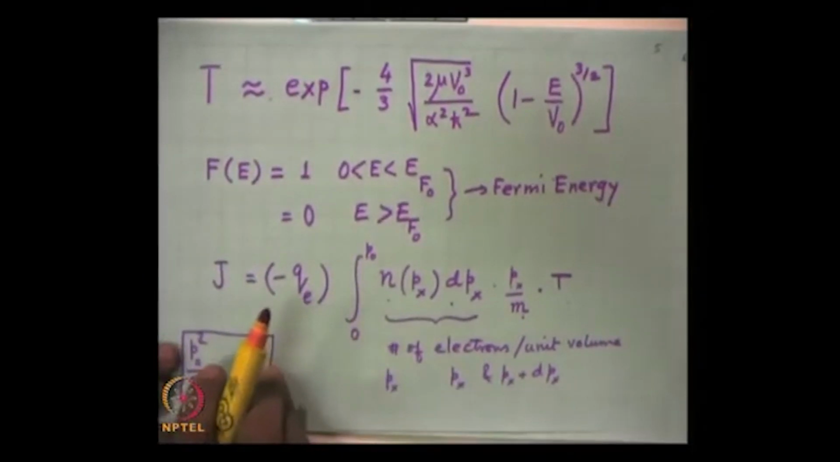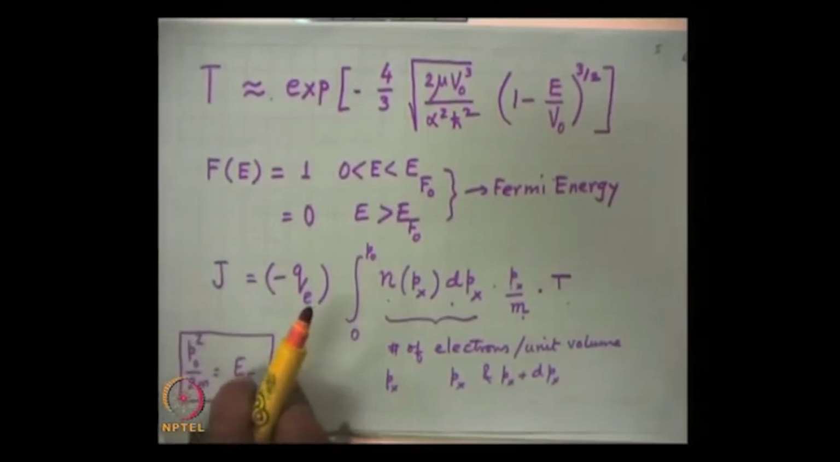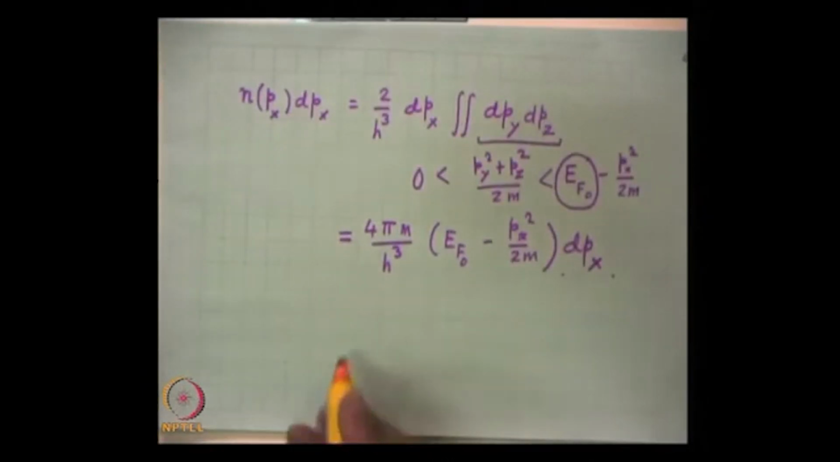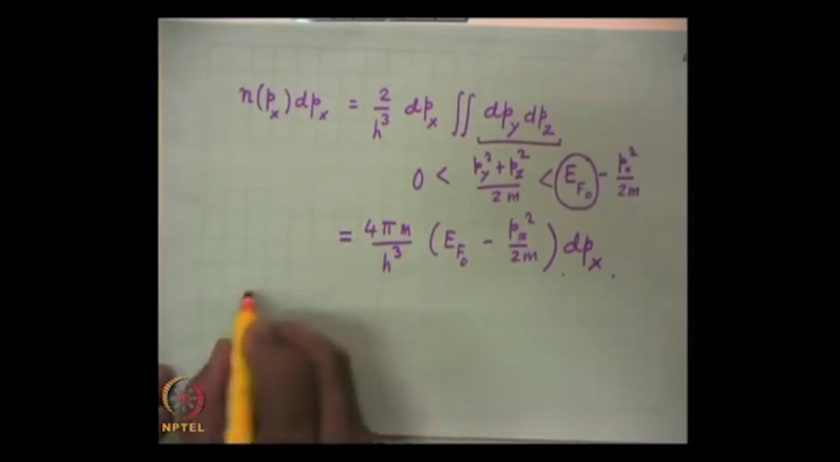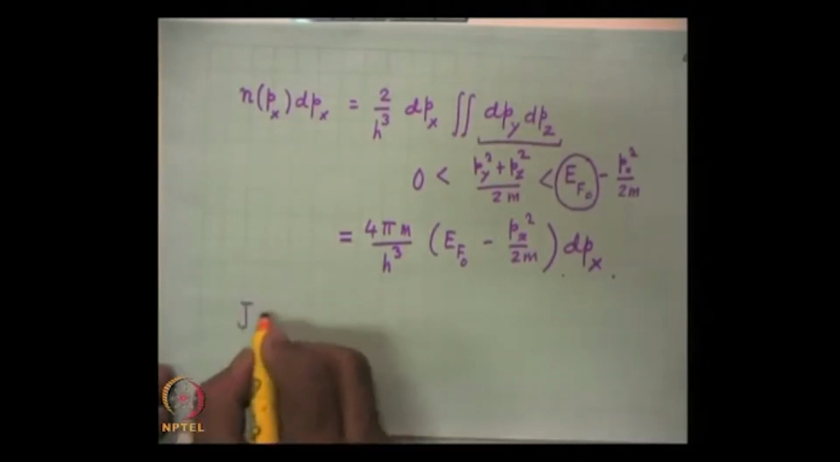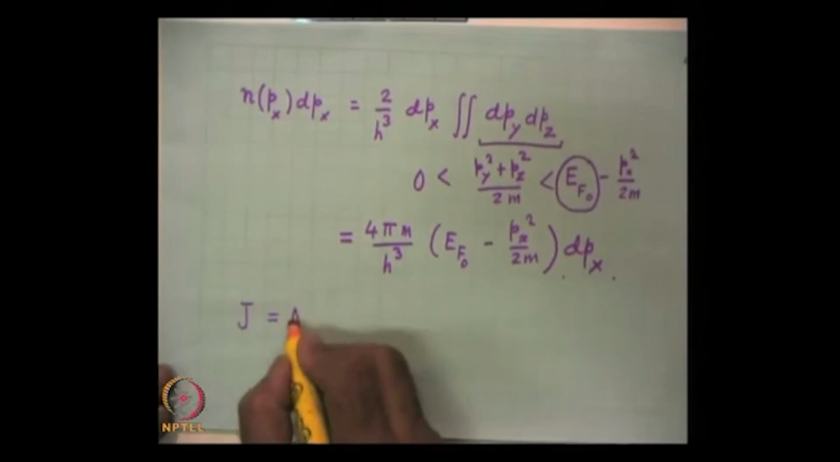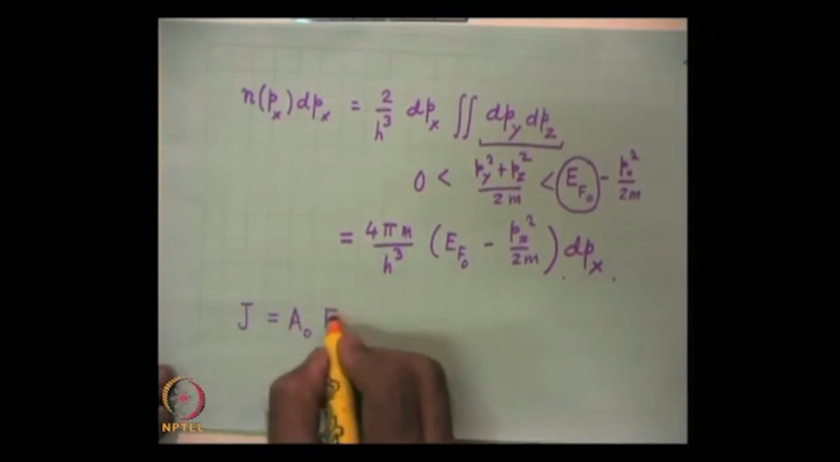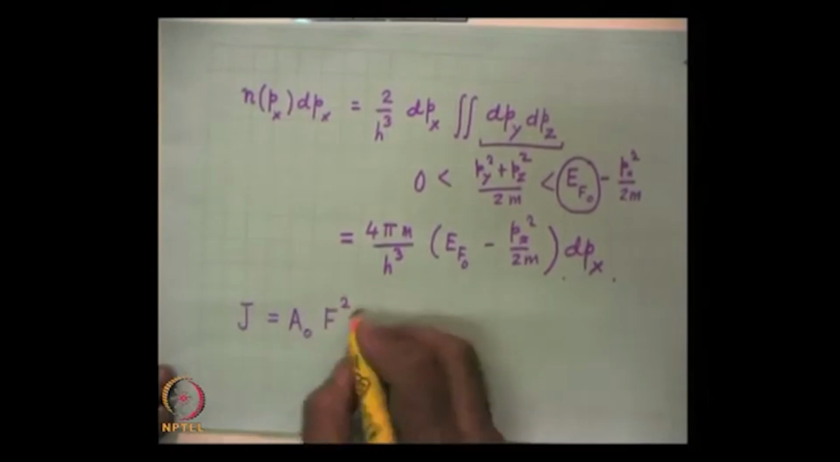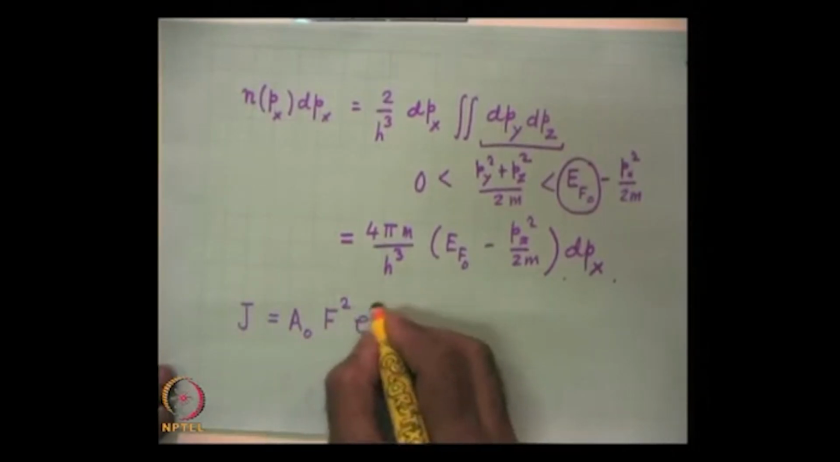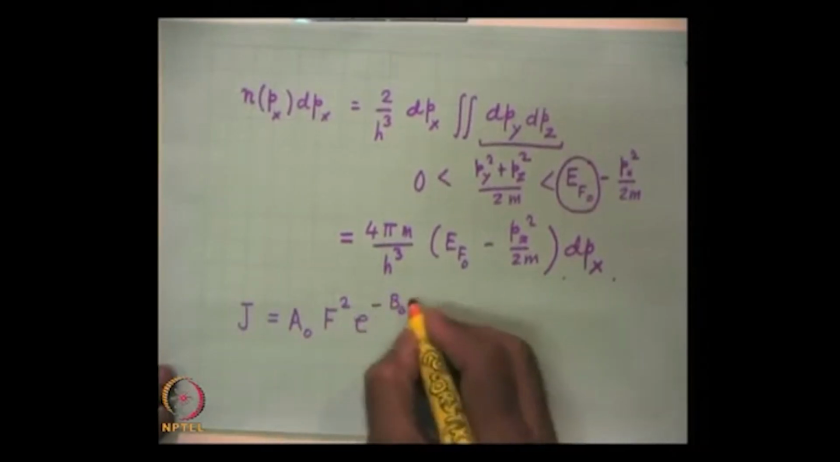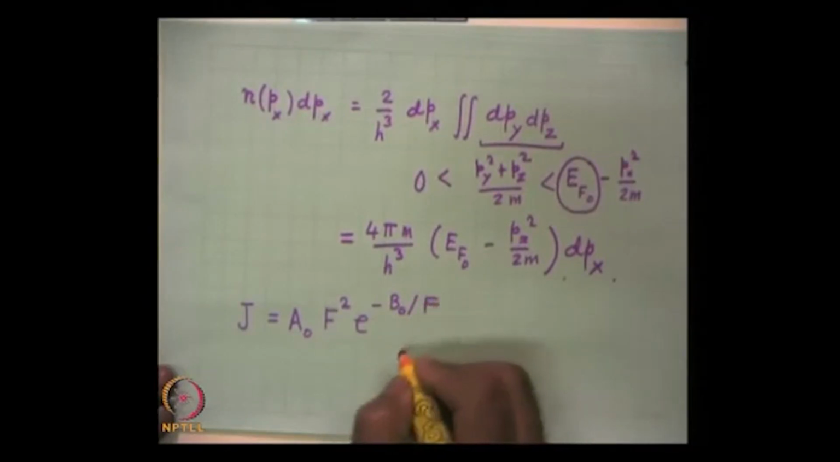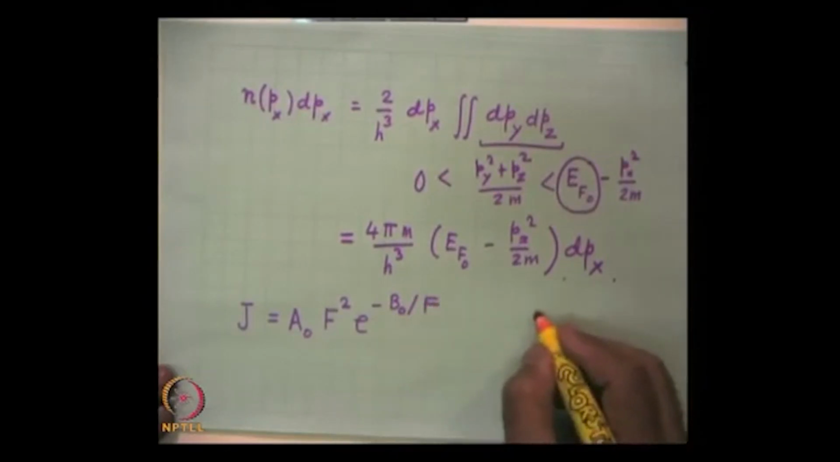One has to carry out the integration a little approximately. The details are given in our book, but since it is not really quantum mechanics, I will give you the final result. The final result is J is equal to A0 F square e to the power of minus B0 by F, where F is the electric field, and F is defined like this.